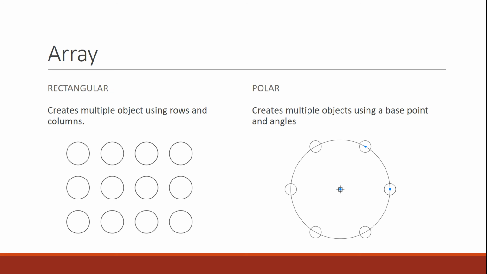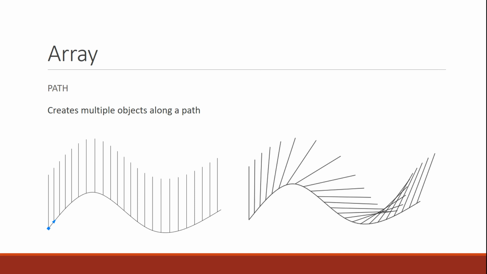The other array command is going to be the path array. Now if I have a path, which is going to be this spline, and I have a line, I can create this line and tell it to create an array along that path, and it will do that. And then you have some different options that will allow you to keep them straight, or you can have them flex with your array. So the 3 array commands are going to be your rectangular, polar, and path.